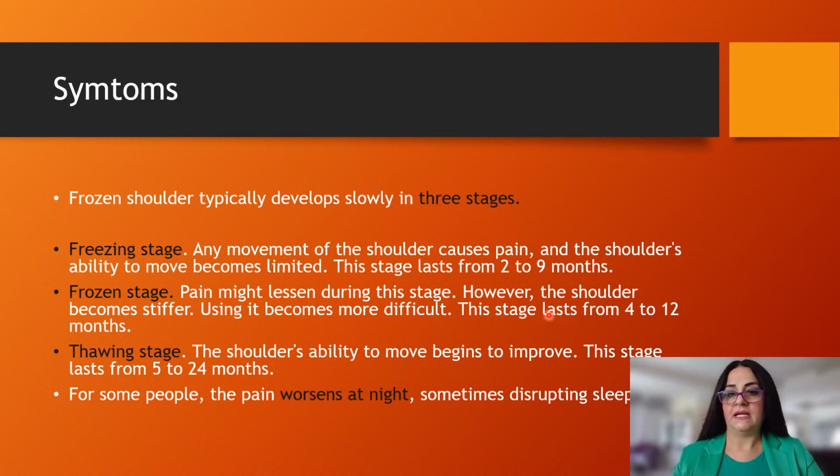And this stage might last for 4 to 12 months. Thawing stage: the shoulder's ability to move begins to improve. This stage lasts from 5 to 24 months. For some people, pain might get worse during the night and disrupt their sleeping.